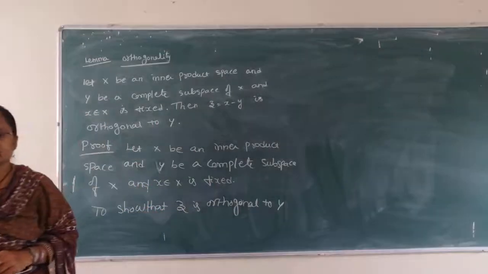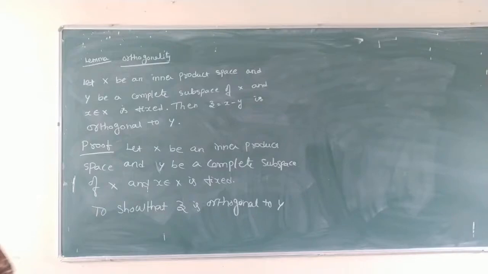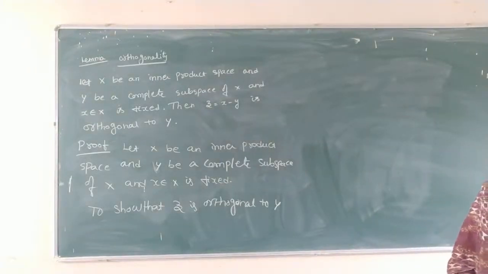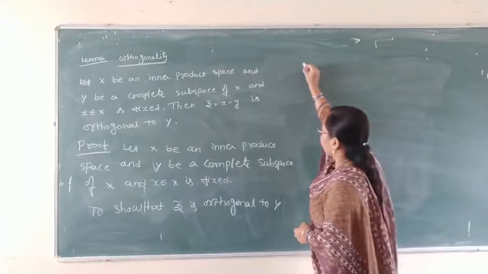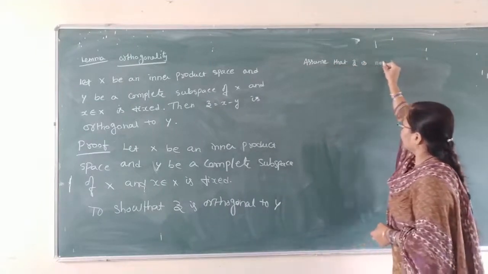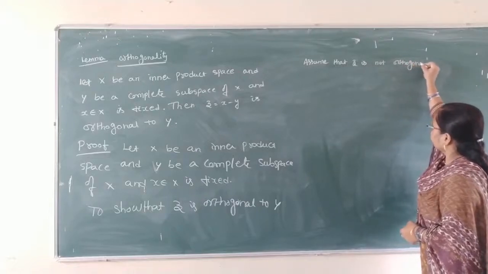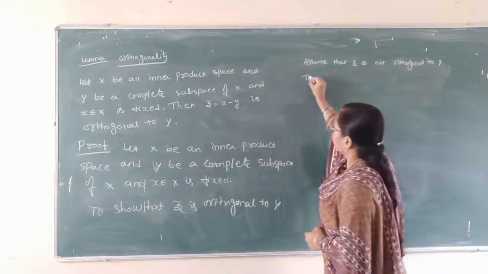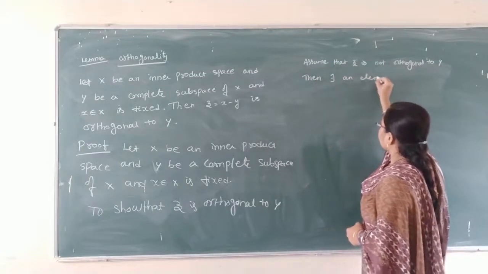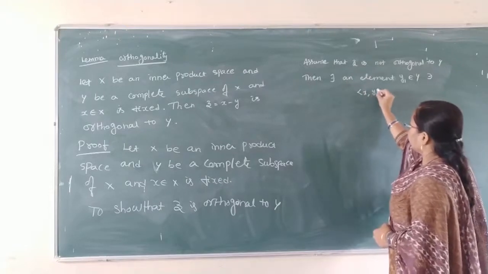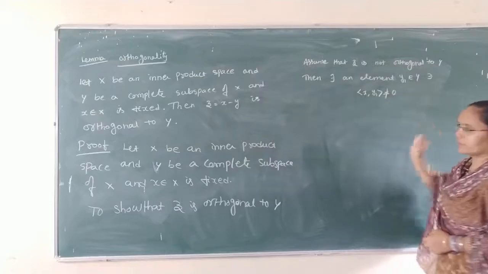Now we will show this condition in the reverse. Assume that Z is not orthogonal to Y. Once Z is not orthogonal, then the inner product is not equal to 0. So we will do this one in the contradiction manner. For this purpose, assume that Z is not orthogonal to Y. Not orthogonal means the inner product is not equal to 0, so that there exists an element y1 in Y such that the inner product of Z comma y1 is not equal to 0.